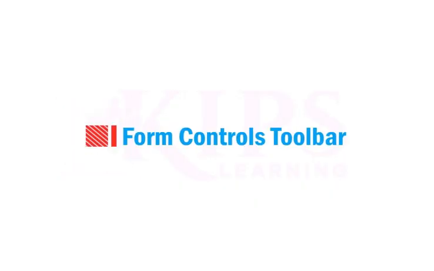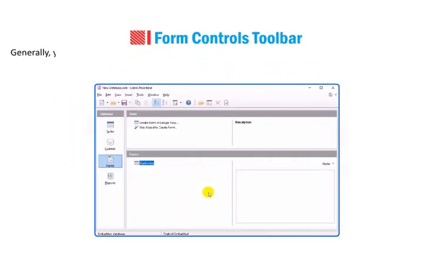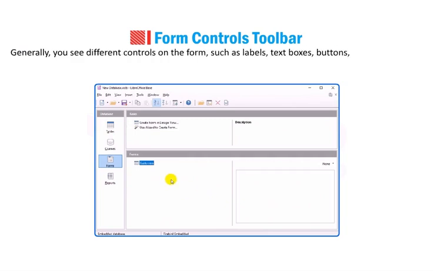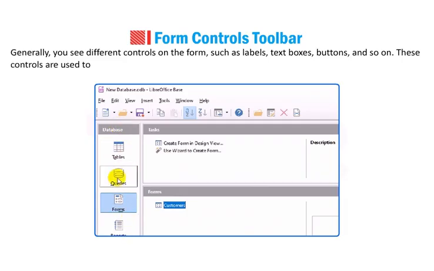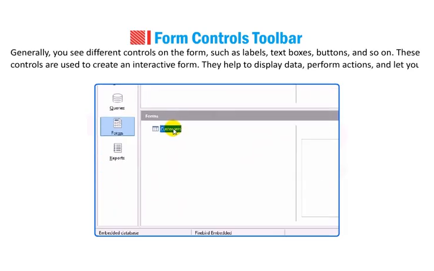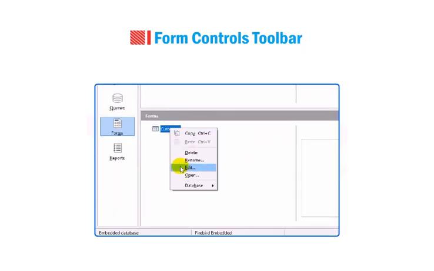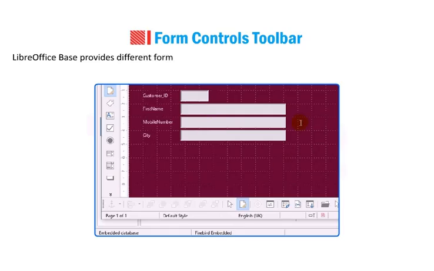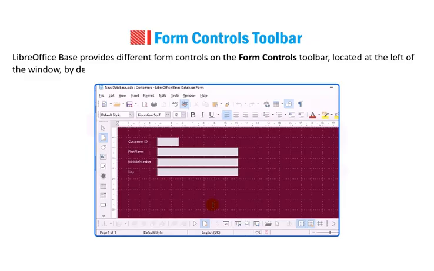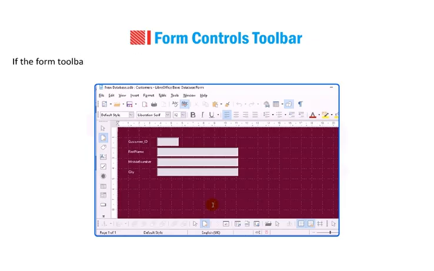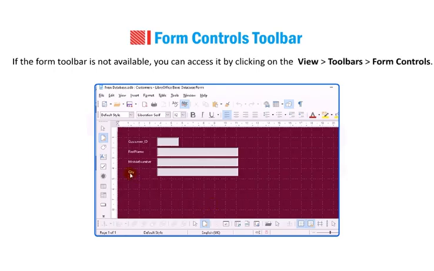Form Controls Toolbar. Generally, you see different controls on the form, such as labels, text boxes, buttons, and so on. These controls are used to create an interactive form. They help to display data, perform actions, and let you view and work with the records. LibreOffice Base provides different form controls on the Form Controls toolbar, located at the left of the window by default. If the form toolbar is not available, you can access it by clicking on the View, then go to Toolbars and then go to Form Controls.